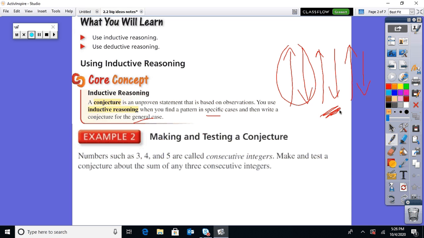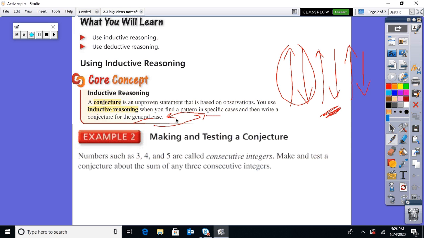Whereas deductive reasoning is the reverse. It takes a general and says, I know there's a rule, there's a law of gravity that says if I throw this ball up, then it's going to come back down. And then you actually try it and it works. So deductive is when you go general to specific, and inductive is when you go specific to general.